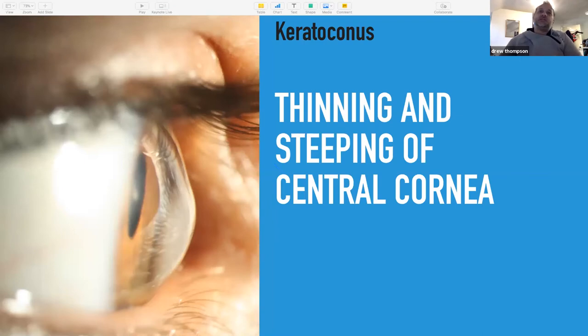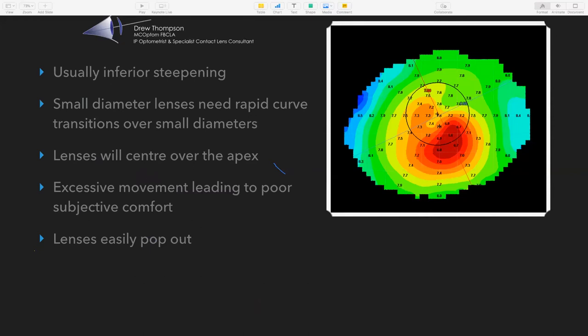So what are the differences between the conditions? Well, generally, they're thinning and steepening of the central cornea. When we're fitting these lenses, as I said before, a lot of practitioners in the UK will use RGP lenses, and they do this. The lenses are quite small, so they tend to be really quite steep lenses because they have to change the curvature quite rapidly, because we've got to fit quite a number of different curvatures on the cornea in a small area. The lenses tend to center over the apex of the keratoconus, where the cornea is steepest. That usually tends to be inferiorly, so the lenses will tend to drop a lot.